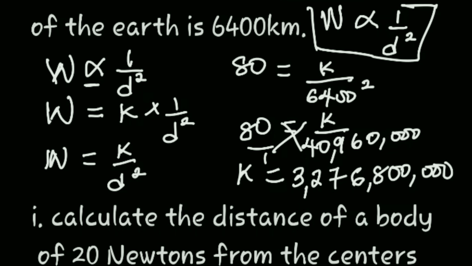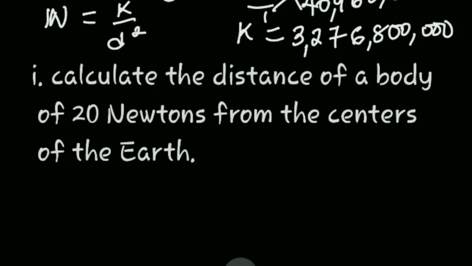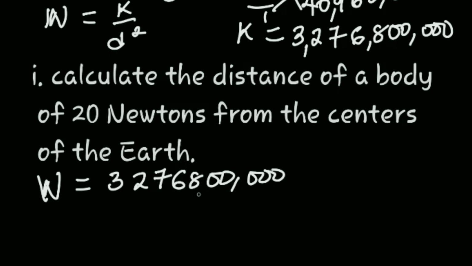So again, now to answer this question, calculate the distance of the body of 20 newtons from the center of the earth. Calculate the distance, that means calculate D. So first of all, we need to get the equation connecting all of this together. So we say W equals, we're substituting for the value of K now, 3,276,800,000, all of these divided by D squared. So now, calculate the distance. That means calculate D.